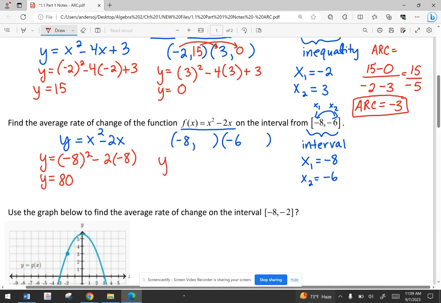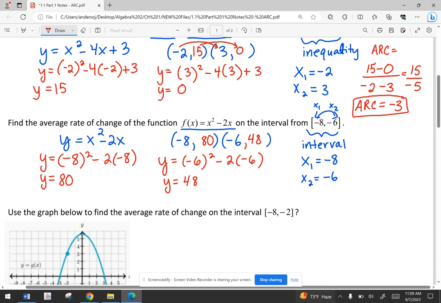I'm going to do the same thing here for the second value. So I'm going to plug in negative 6 and I'm going to get 48. And hopefully you got those two numbers, 80 and 48.